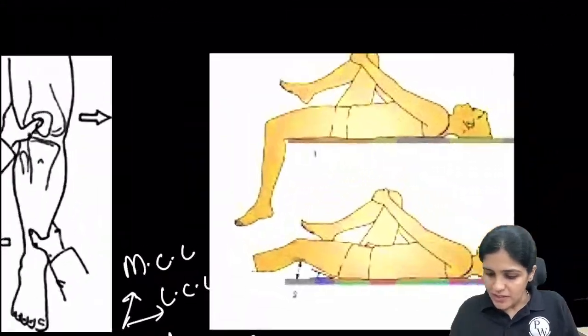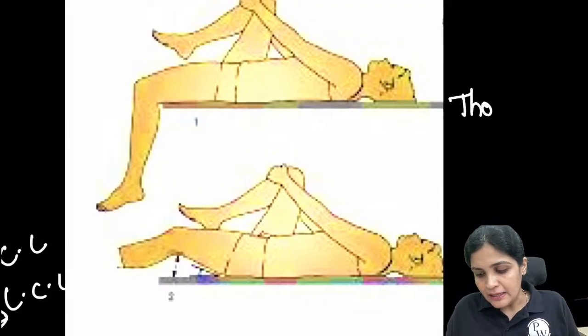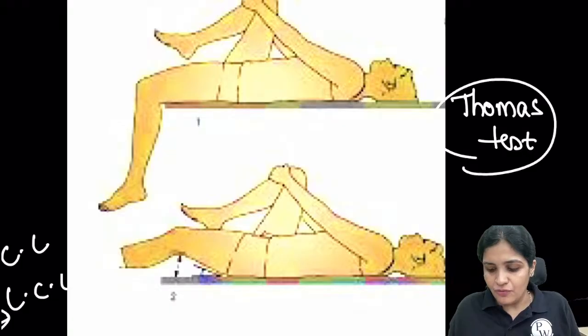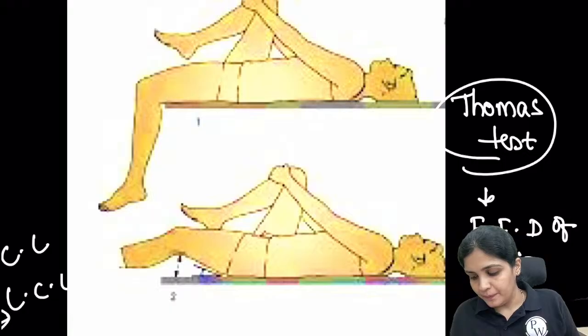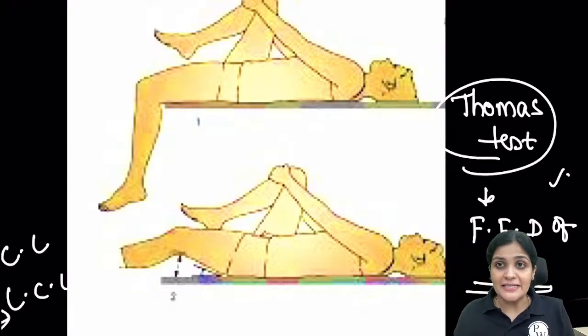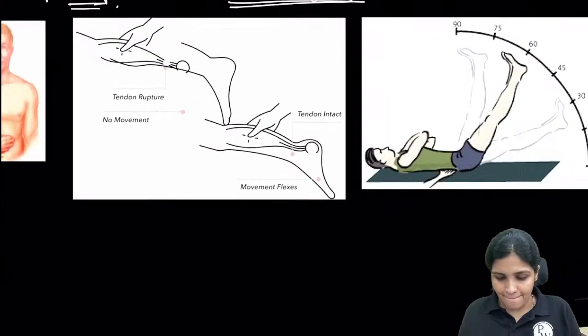Okay. Yes, this is valgus stress and varus stress. Then what is this? This is the Thomas test, checking for fixed flexion deformity of the hip. That is Thomas splint. This is Thomas test. Okay. Thompson test is for?